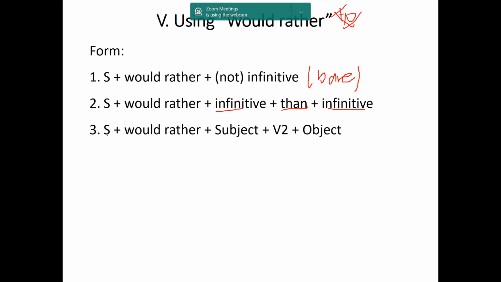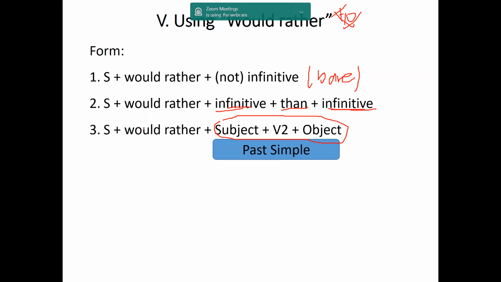And one more form here: subject plus would rather plus subject plus verb plus object. This we call the passive form, or in short, subject plus would rather plus passive form. Form number one is the general form. Form number two is when you want to compare one infinitive to another. And form number three is just like would prefer, where someone gives his or her favorite to someone else. So we can use would rather as well.